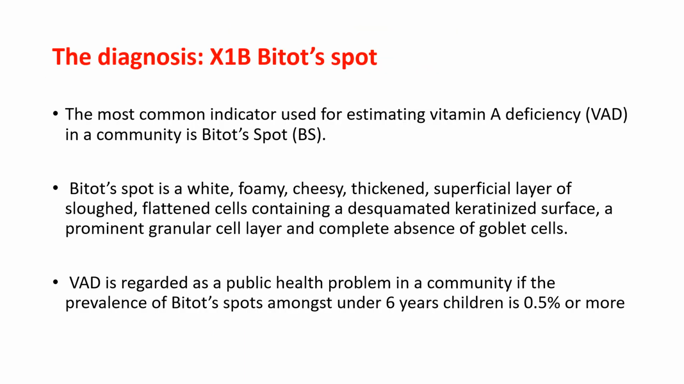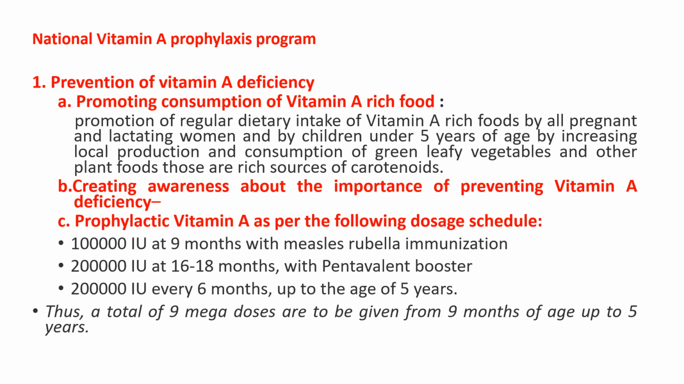So goes without saying the diagnosis of X1b Bitot spot, which is in fact one of the most common indicators used for estimating vitamin A deficiency in a community. It is said if the prevalence of Bitot spot among under 6 children is 0.5% or more, we consider vitamin A deficiency to be a public health problem in that community. The concerned program is that of the National Vitamin A Prophylaxis Program, which you should be aware of.